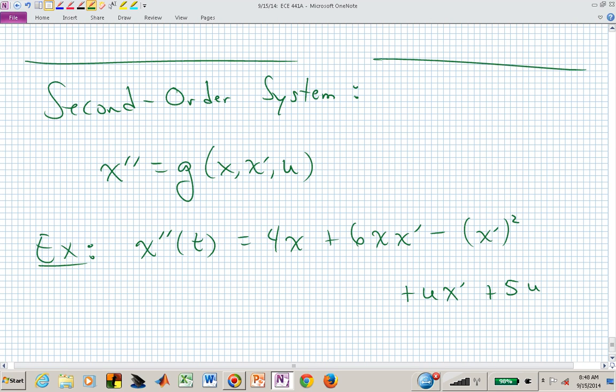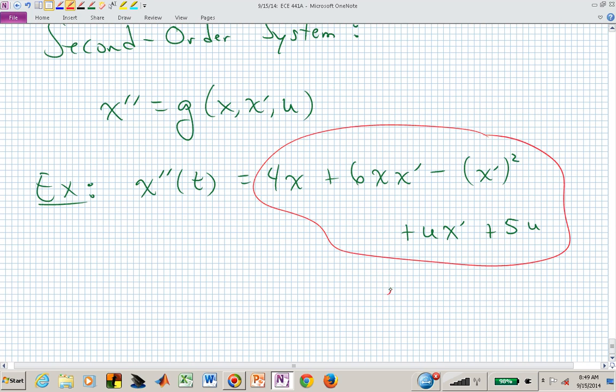We have an x times x prime. That's nonlinear. That would make the whole thing nonlinear. We have an x prime squared. That's nonlinear. We have a u times x prime. That's nonlinear. It's really nonlinear. But this right-hand side is what we could say is our g of x, x prime, and u.